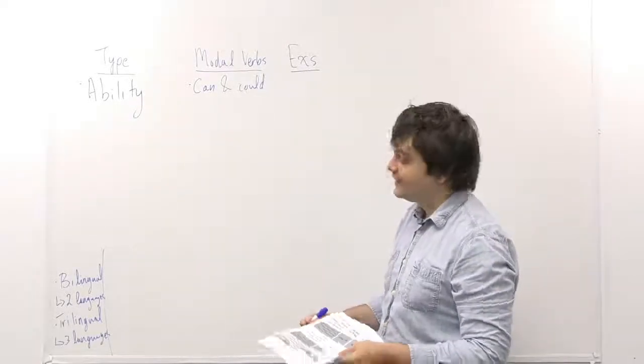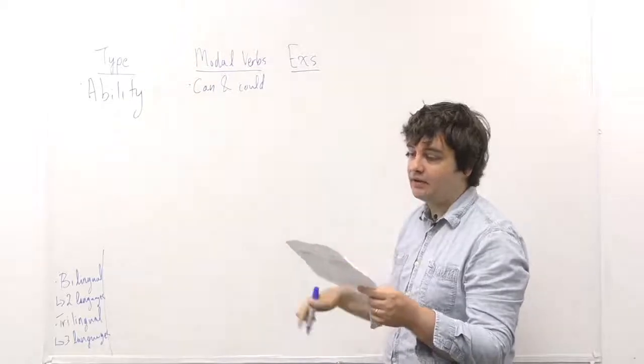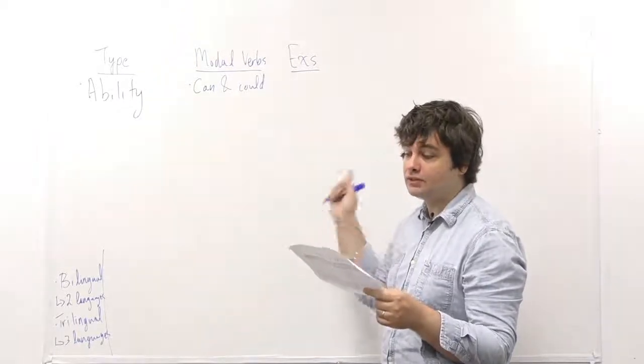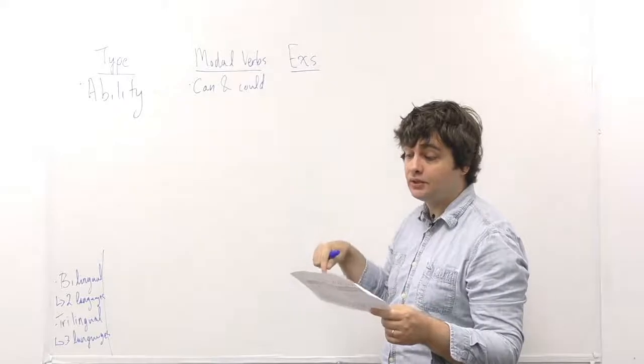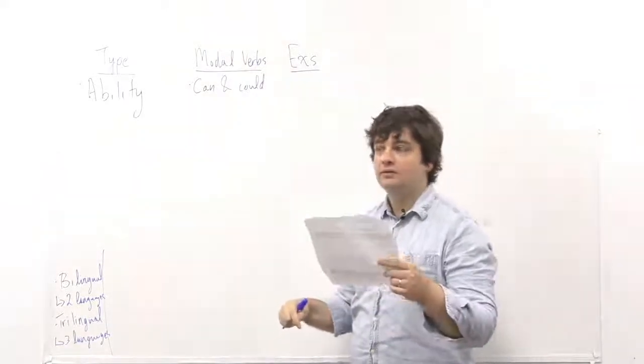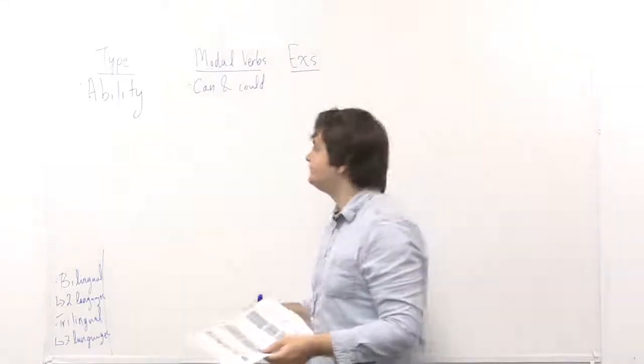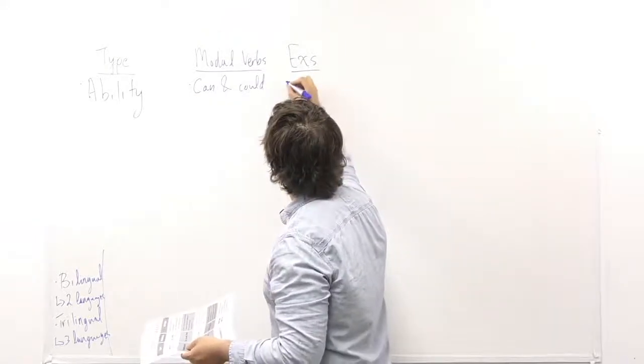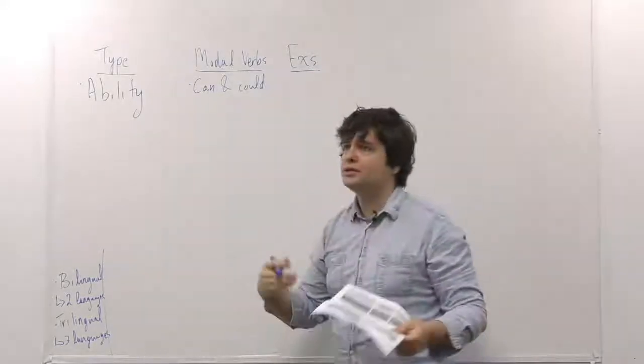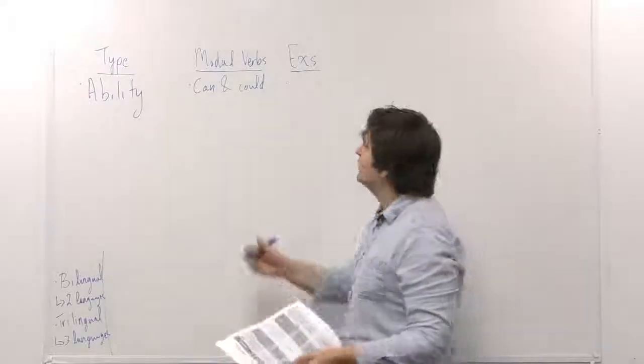I'm not too sure. Anyhow, besides that, guys, we have he could speak fluent French when he was 5. Wow, good for him. That's really awesome. Anyhow, but let's think of a different example, right? One using can, one using could.